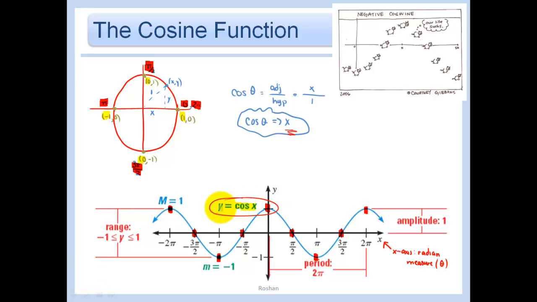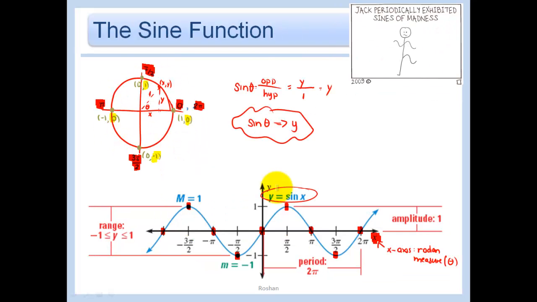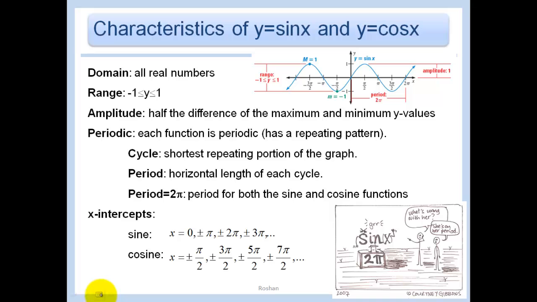Remember that the cosine x is simply that x stuff that we highlighted in our unit circle. Just like here, we were highlighting the y-coordinate because we saw that the sine of theta corresponded to the y stuff. Now here are some important characteristics of y equals sine x and y equals cosine x.